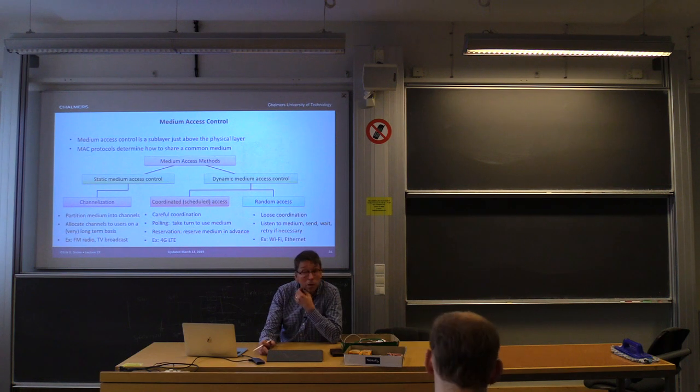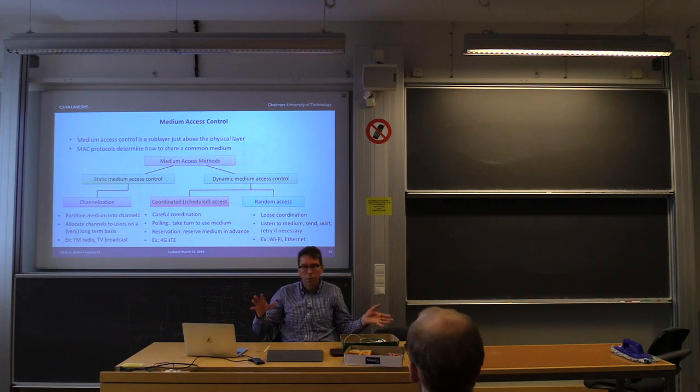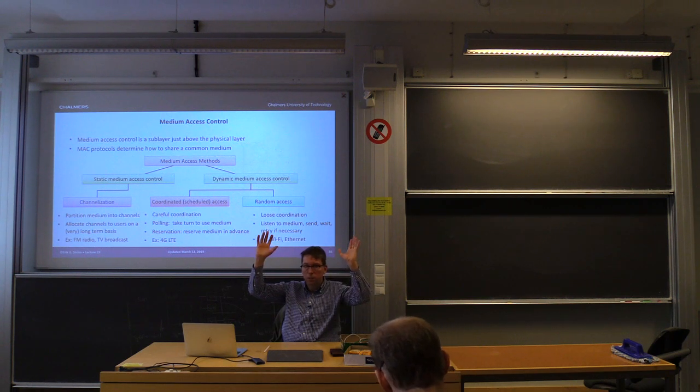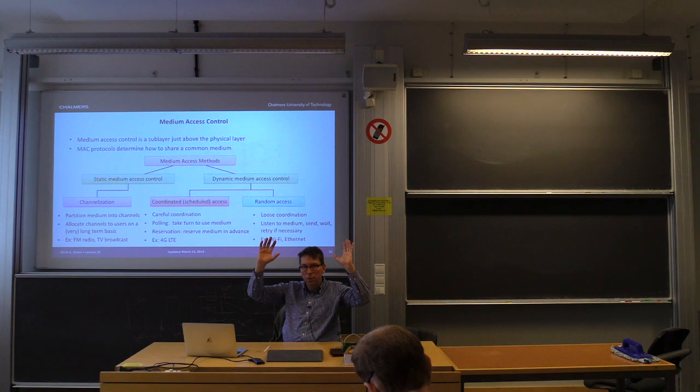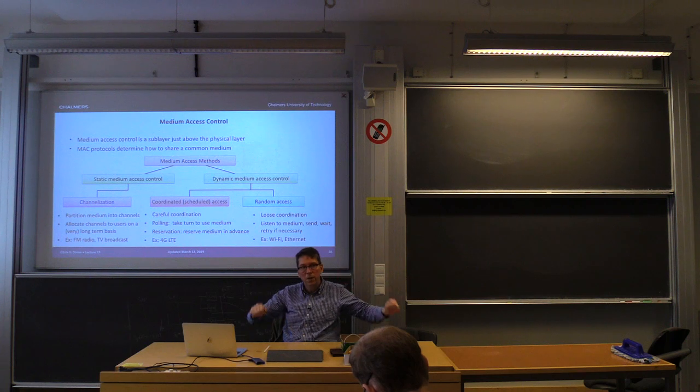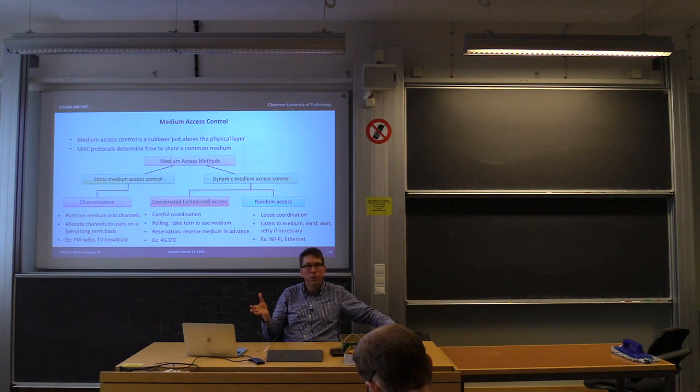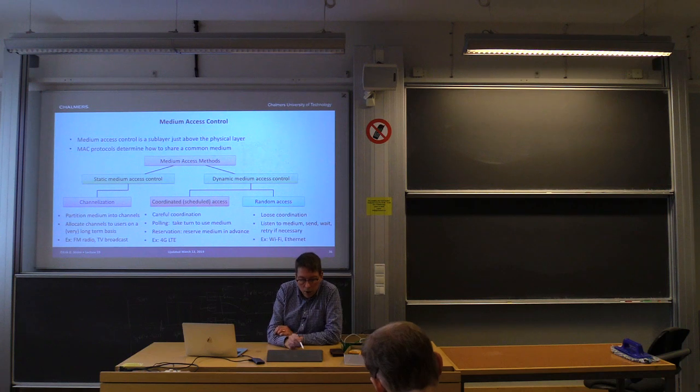Medium access control is also part of the data link layer. What we talked about, ARQ protocols, are found in the data link layer. They're also found at other places in the stack, at higher protocol layers. The medium access control, however, is only found in the data link layer, and it manages sharing of a common medium. So when you have several transmitters competing for the same medium, then we use medium access control. It's a sublayer of the data link layer just above the physical layer.